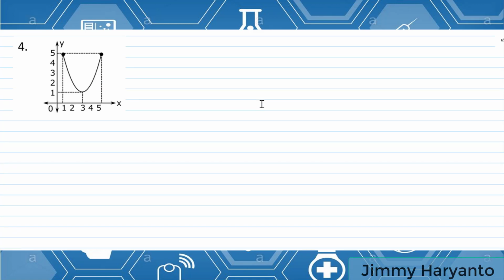Next, number 4. Okay, number 4 for the domain. Take a look at the x. Yeah, focus on x. The graph starts from here and then ends here. So it starts from 1, ends at 5. Yeah, starts from 1, ends at 5. So you can say that the domain is 1 less than or equal to x less than or equal to 5, between 1 and 5.